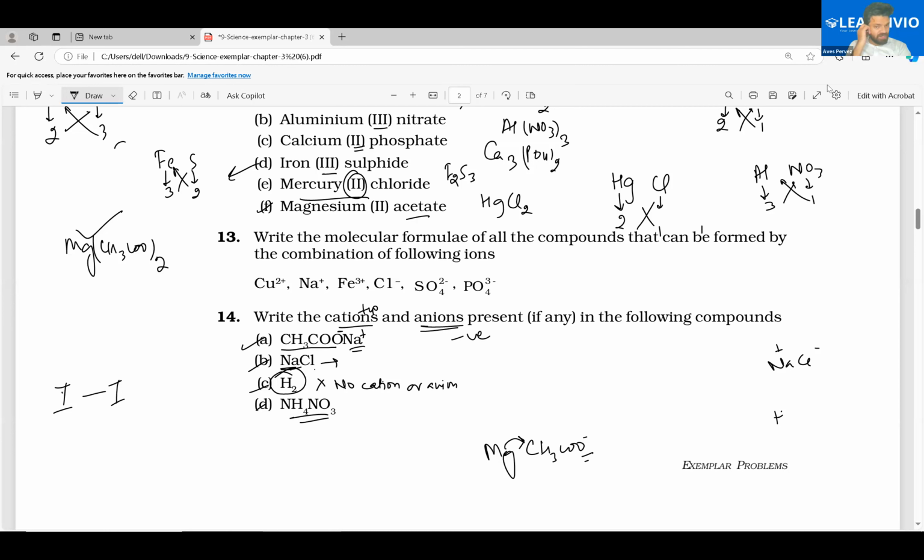And here? Sir, ammonium is cation and nitrate is anion. Very good. It is ammonium nitrate. So ammonium is cation and the anion is NO3 minus, which is the nitrate ion. Very good. Proud of you. So write down question number 14 in your notebook fast.